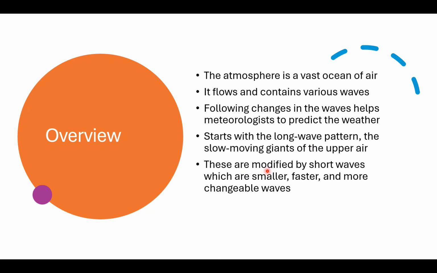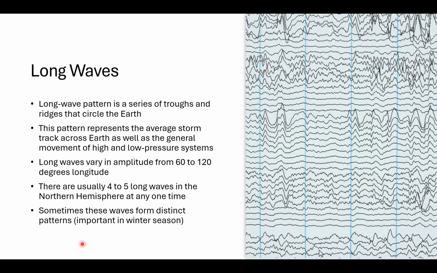Now, these long waves are also modified by short waves, which are smaller. They're faster moving and more changeable waves. These short waves are embedded within the long wave pattern, and we'll get into short waves again in atmospheric waves part two.